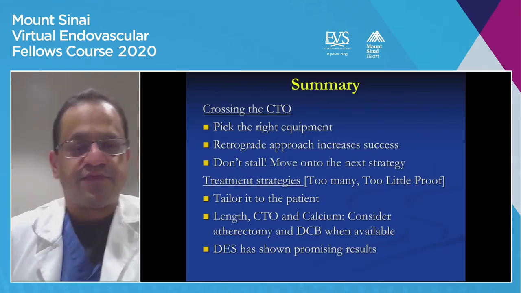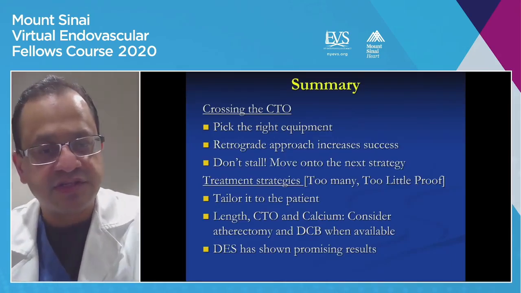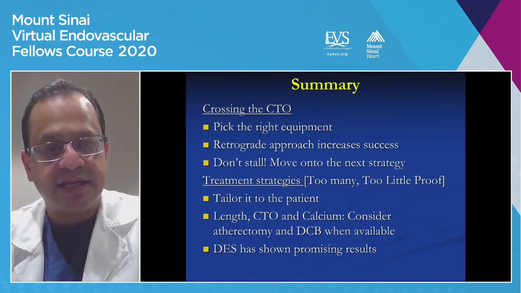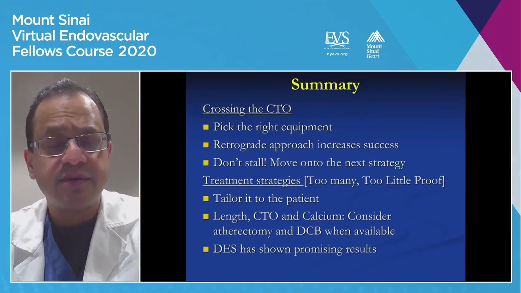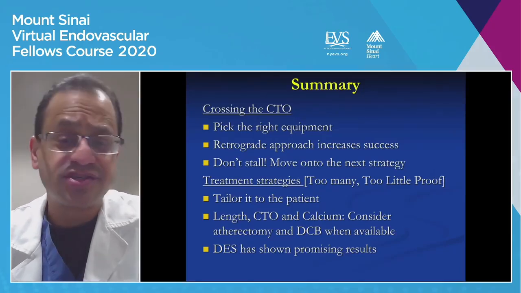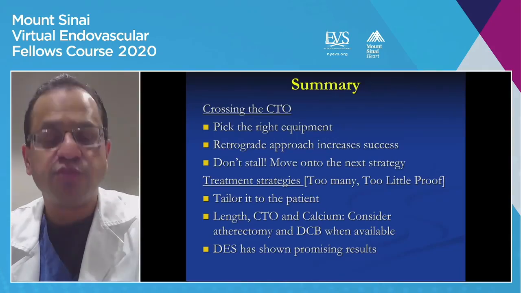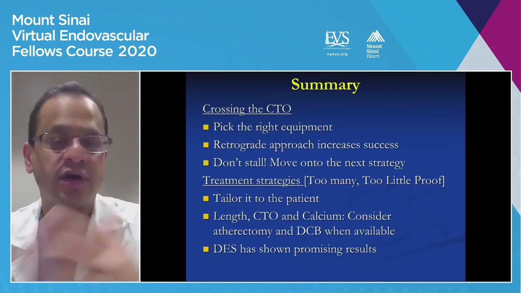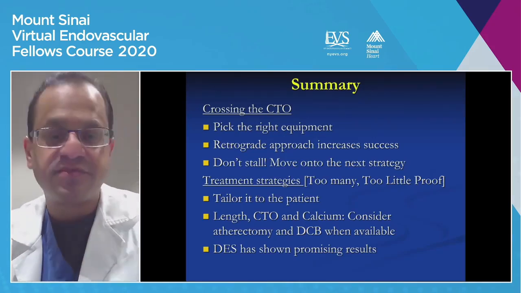So in summary, when you have to cross the CTO, and because you're going to encounter a lot of CTOs in infrapopliteal disease and CLI, make sure you pick the right kind of equipment. Always remember a retrograde approach, because that increases your success tremendously. Never stall in one action. Keep moving, go to the next algorithm, and build one mentally within yourself. And then the next thing is, what are the treatment strategies?